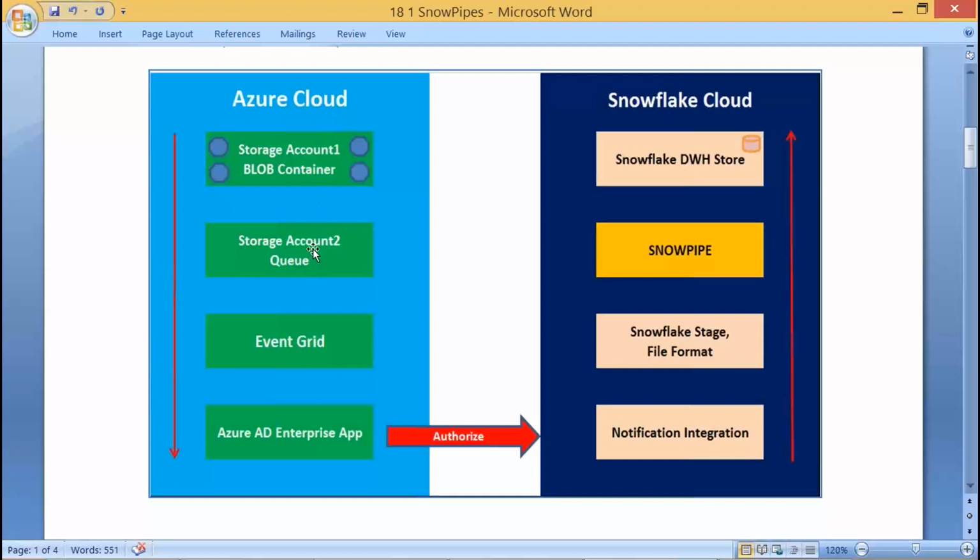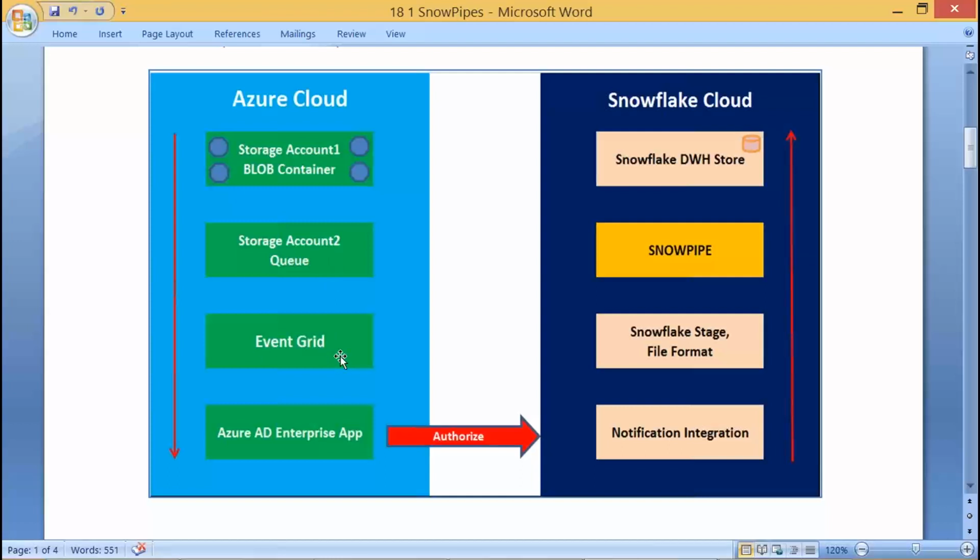Also create one more storage account and get something called a queue, event grid and enterprise application. This queue and grid are used to auto trigger the pipe whenever there is some content added or modified at the source. Whenever we do some operations at the source, the trigger is executed through the queue and event grid. This event grid is mainly for the triggering activity.